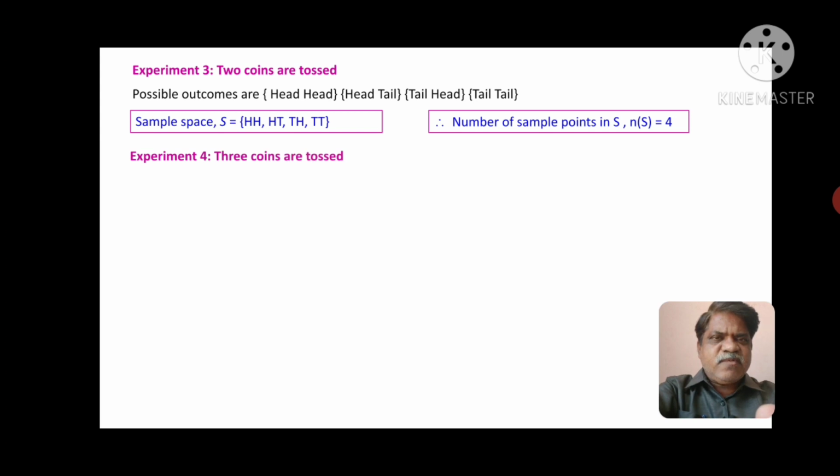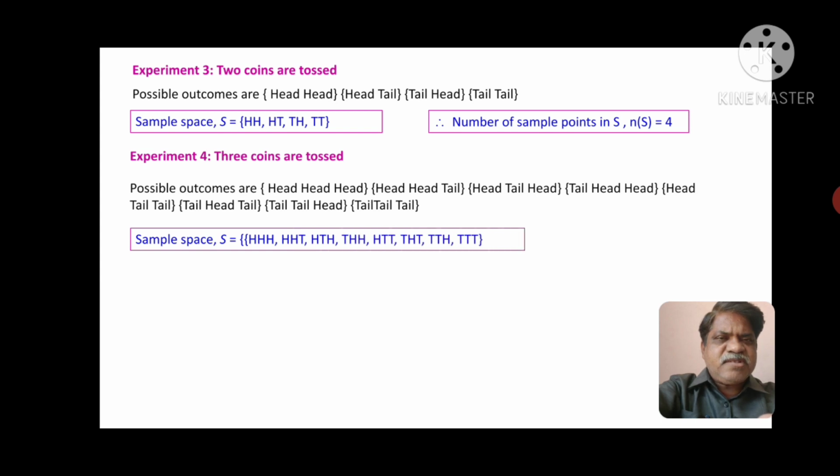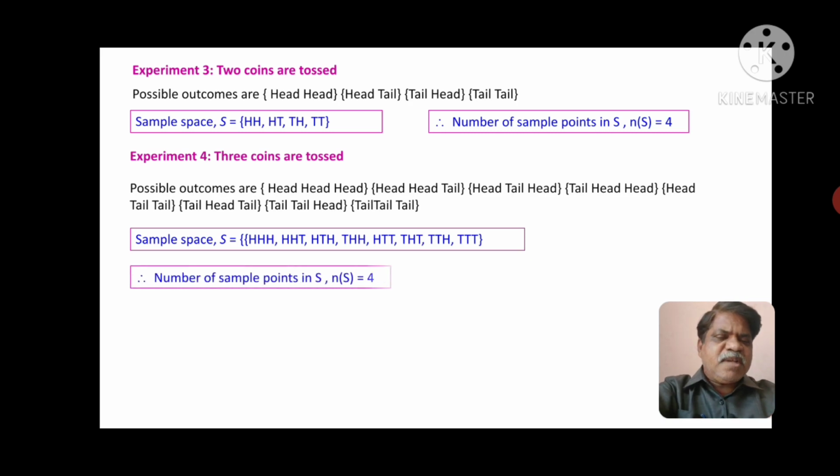Let us take experiment number 4. Three coins are tossed. Possible outcomes are head head head, head head tail, head tail head, tail head head, head tail tail, tail head tail, tail tail head, and tail tail tail. So the sample space S can be written as {HHH, HHT, HTH, THH, HTT, THT, TTH, TTT}. Therefore, the number of sample points in S is n(S) = 8.